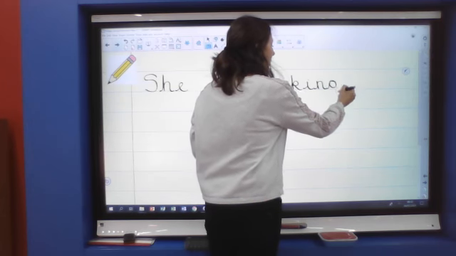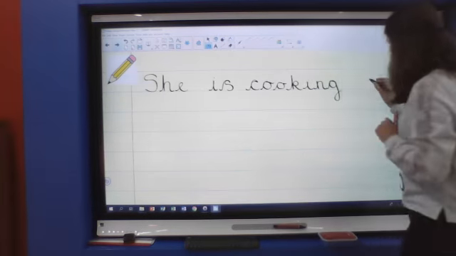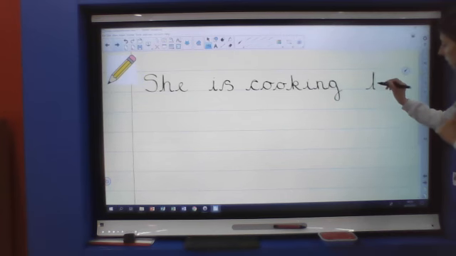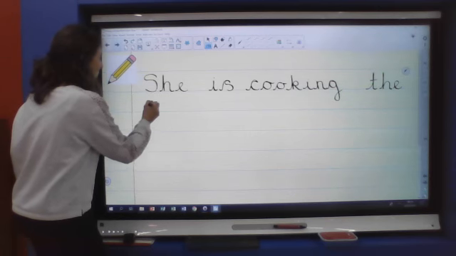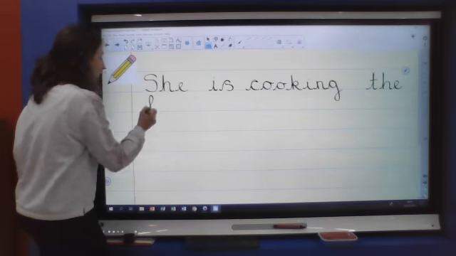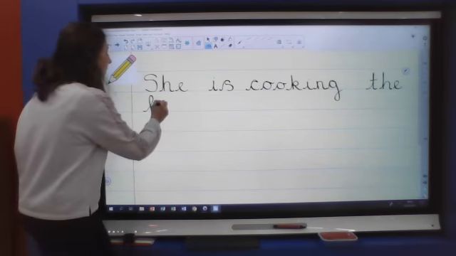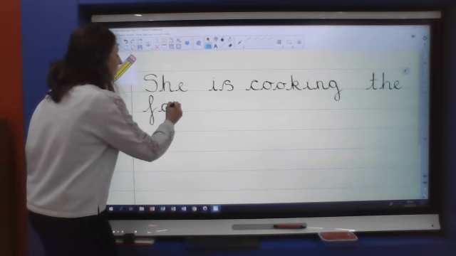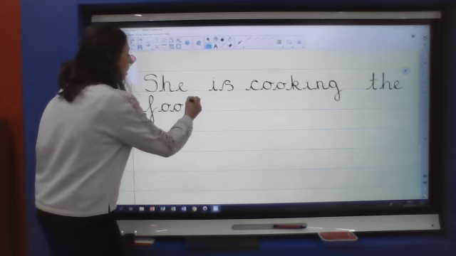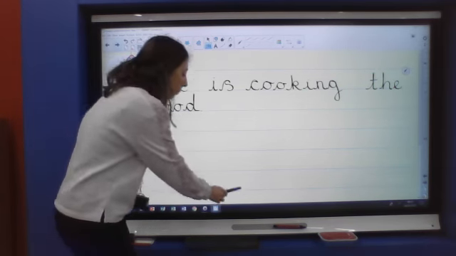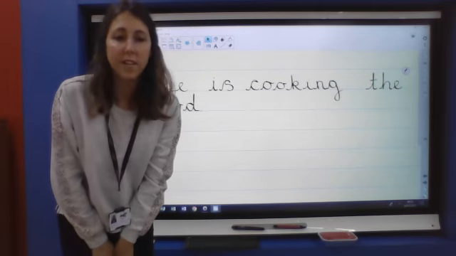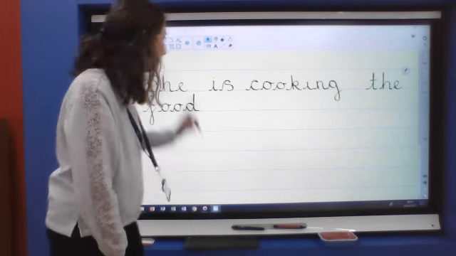She is cooking the. Tall T, tall H, small E. She is cooking the food. Food's got another oo sound in, hasn't it? F's a tricky letter, isn't it? F's a tricky one. Maybe you could be practicing that on letter drawing if you're finding F a bit hard. She is cooking the food. Super, super. So I've got three sentences there about my picture.